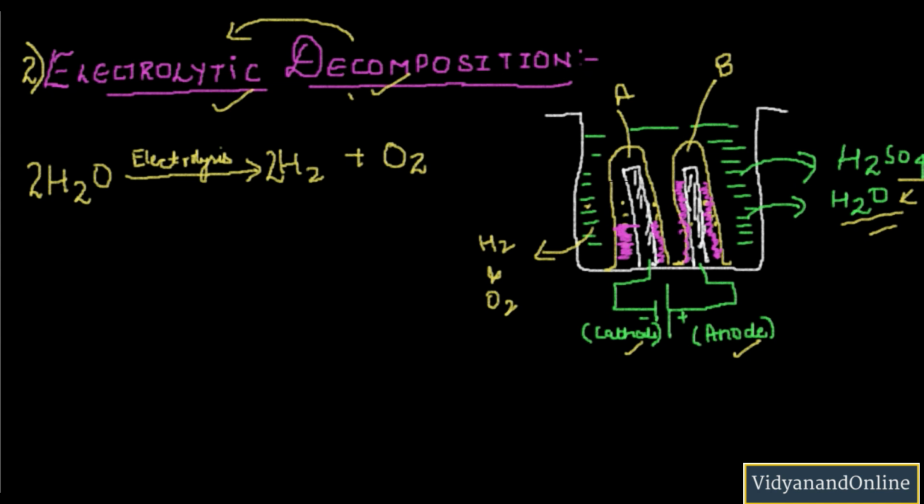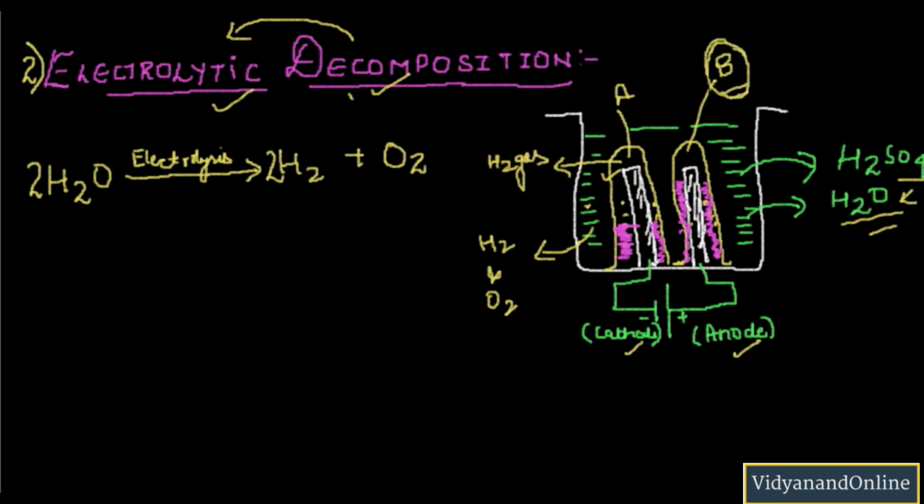In order to check what these gases are, we will do this small experiment. We will bring a burning candle near the mouth of the test tube, first test tube A. These bubbles will burst with a popping sound, and we know that the popping sound is produced by hydrogen gas. So we can say that in test tube A we have hydrogen gas.